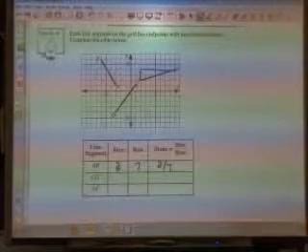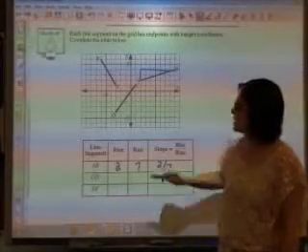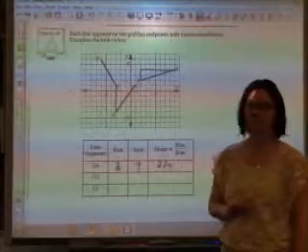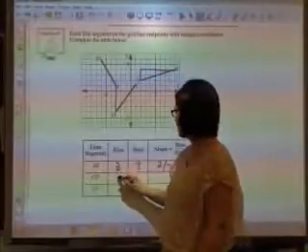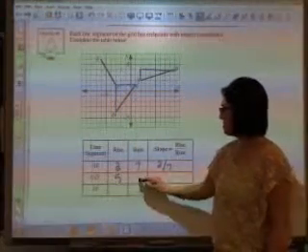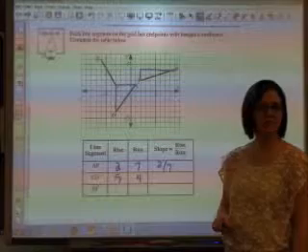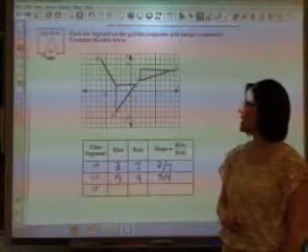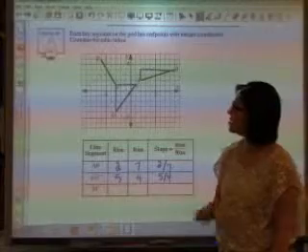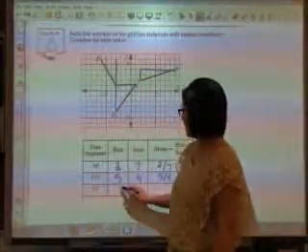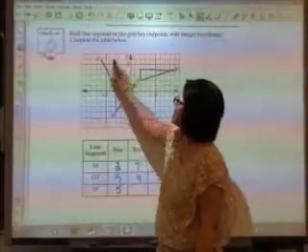So if I look at line segment CD, what is the rise? 5. And what is the run? 4. So the slope would be 5 over 4. Okay. And then if I look at line segment EF, what is the rise? 5. And what is the run?